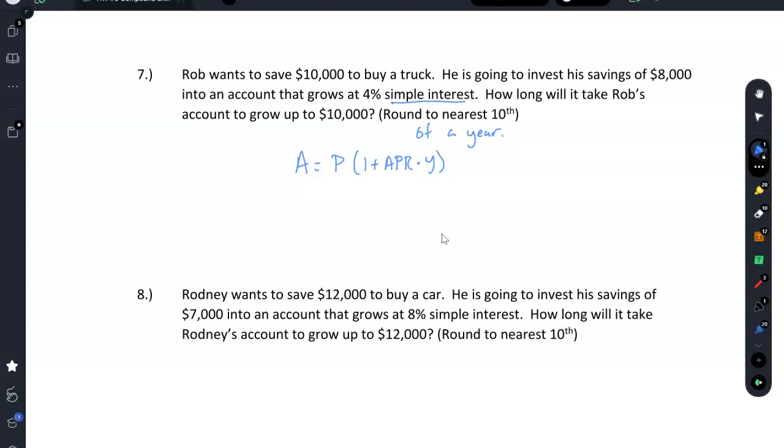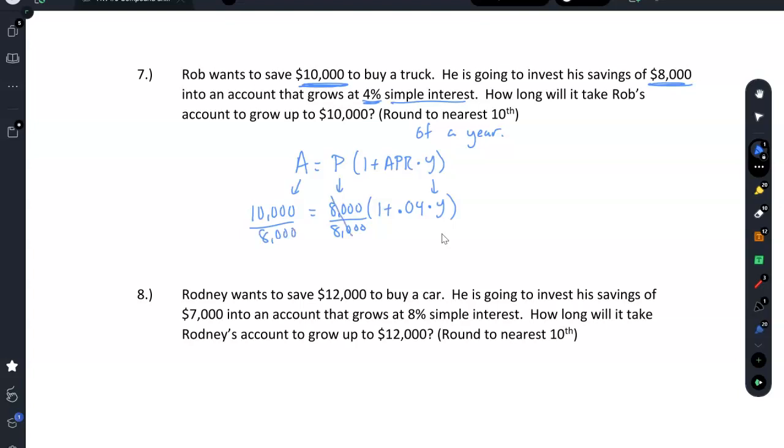All right, but this time when I go to fill in the stuff I have how much Rob wants to end up with. So this time I actually have the amount. I also have what he's starting with, the $8,000. I have the rate. I need to turn it into a decimal, so 0.04. What I don't have is the Y, so I'm just going to leave that as my variable. So this time I'm going to have to do a little bit of work. I'm going to divide by 8,000 on both sides.